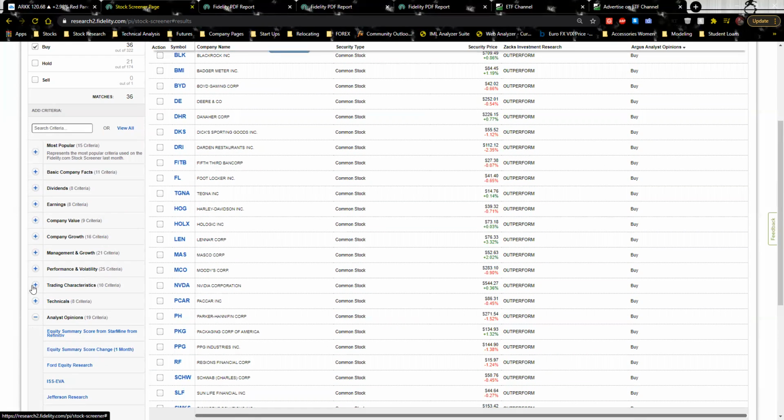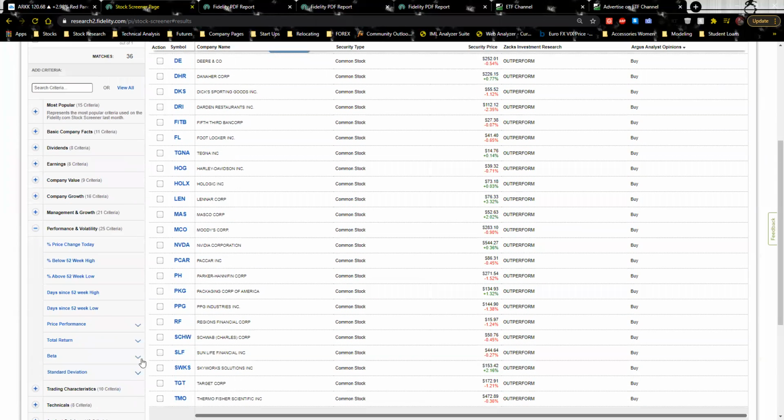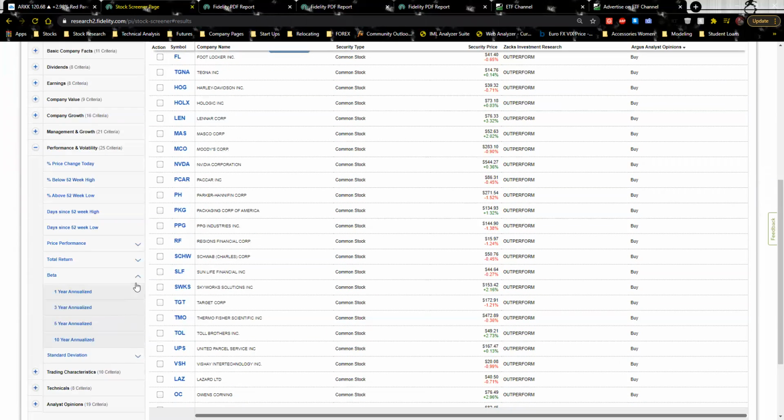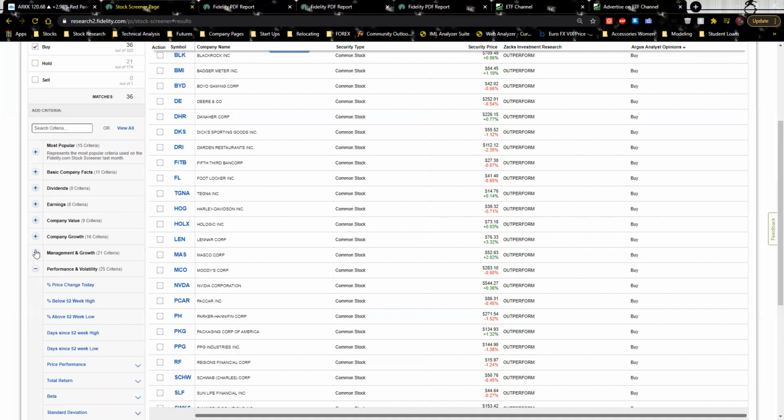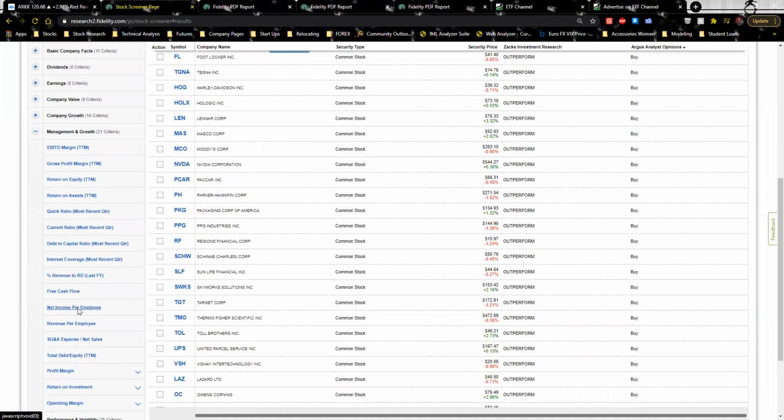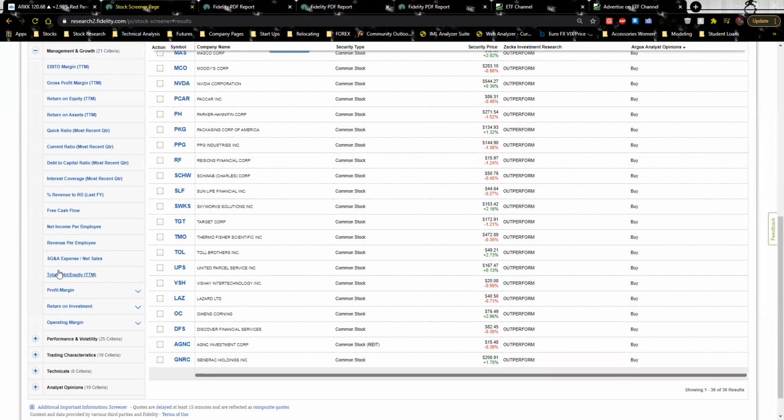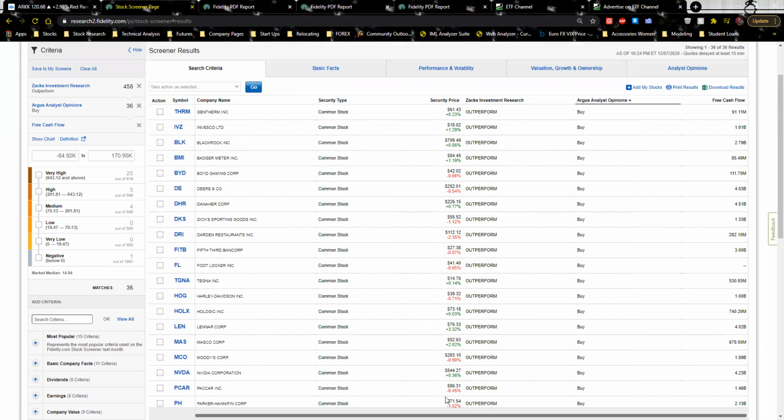And you want to break it down even further. Maybe you want to look at who has a lower beta, who's not that volatile. Maybe you want to look at who's got a lot of cash flow.